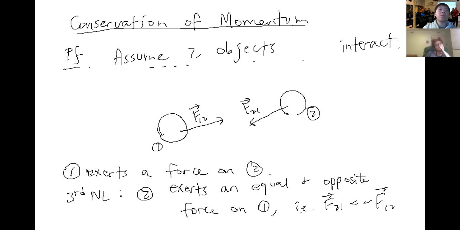Right, okay, so this object will have a mass of m1, right? And this object will have mass m2. Okay, so we just established that these two forces are equal and opposite. We also know from Newton's second law, the more rigorous version, that force is equal to the change in momentum over the change in time.